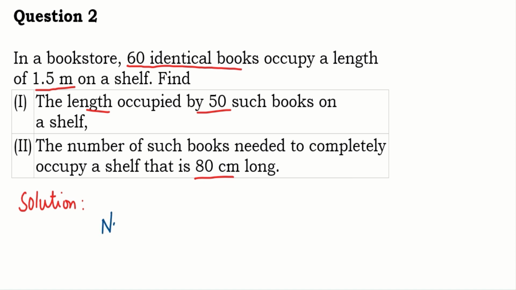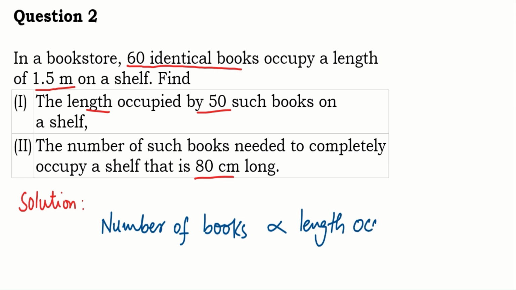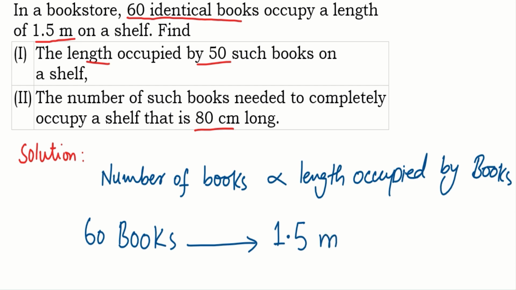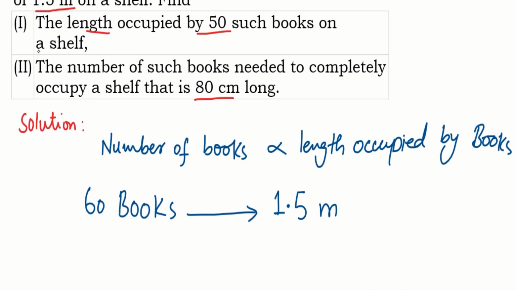Number of books are directly proportional to the length occupied by the books. Now the question says 60 identical books occupy a length of 1.5 meters, and we want to know what length would be occupied by 50 such books.